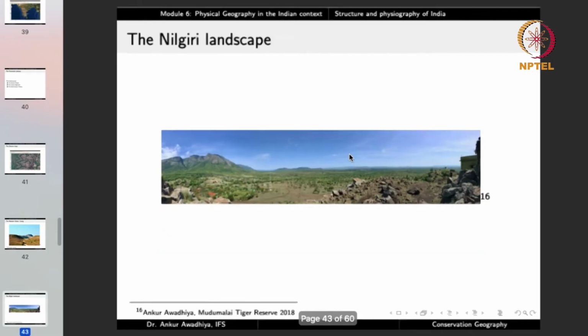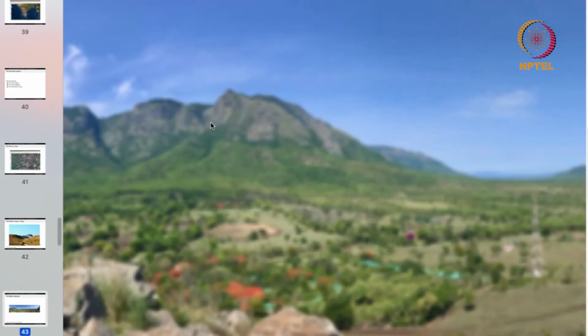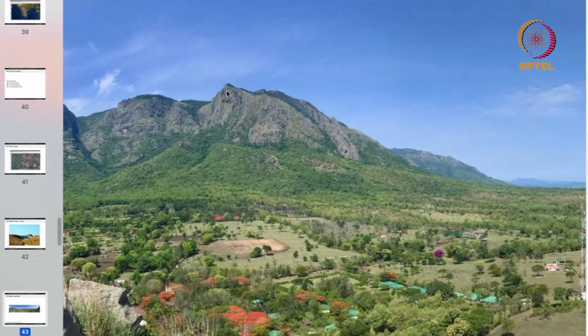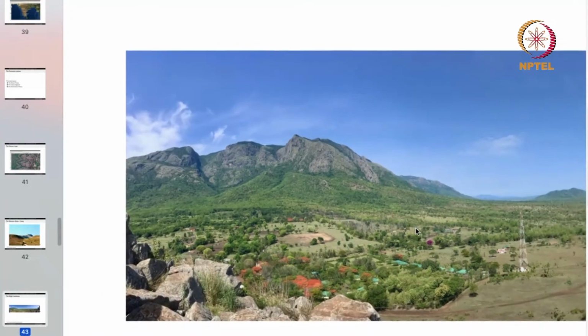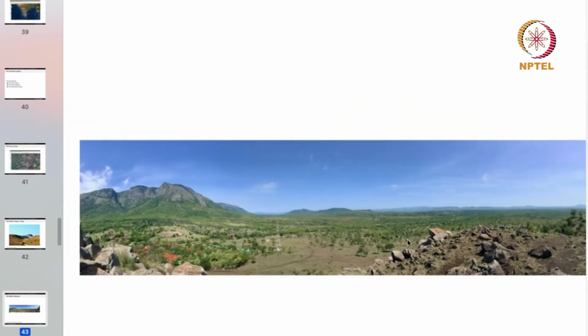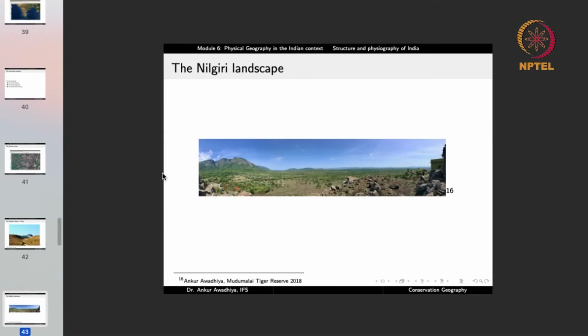So this is an image from Coorg. This is the Nilgiri landscape. Now here again you will find that the hills, they do not have very sharp pointy peaks. They are more or less rolling mountains and separate, and they are few and far in between. Otherwise you also have certain areas that are more or less plain areas.